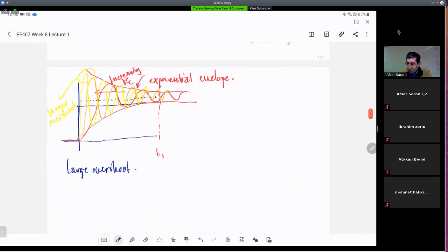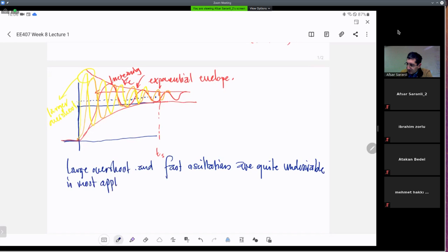So large overshoots and fast oscillations are quite undesirable in most applications and limit us from increasing Kc further. I mean, you know, it really depends on the application.